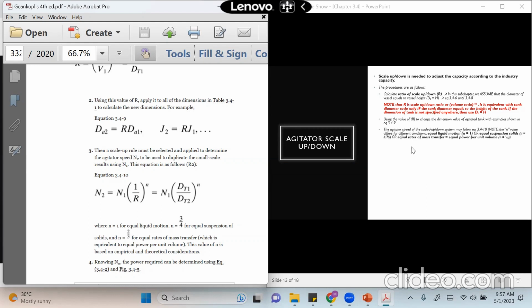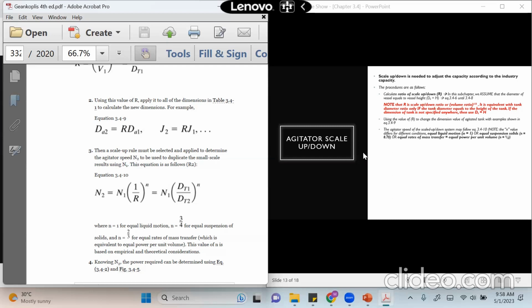And then the agitator speed of the scale up or scale down may follow equation 10. So the agitator speed of the scale up or scale down will follow this equation. Equation 9 is applicable for the dimension values of the agitated tank, while for the rotational speed after being scaled up or scaled down, it is calculated using equation 10. So it's not n2 equals R times n1, but n2 equals n1 times 1 over R to the power of n.